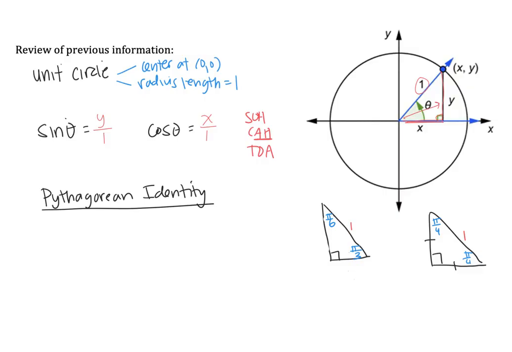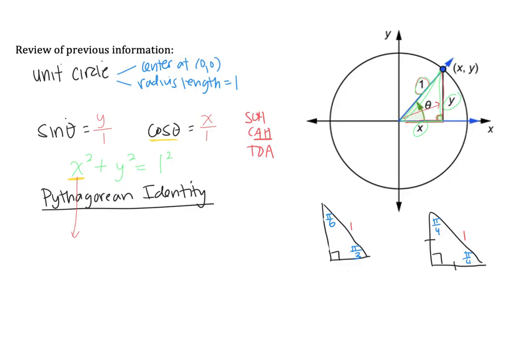Now we know from geometry that this is a Pythagorean or a right triangle, and in a right triangle, we know that side squared plus side squared equals your hypotenuse squared. So we know that x squared plus y squared equals 1 squared. And if we substitute in these values, so instead of writing x, we can put in cosine because cosine equals x, when we do that, we find the Pythagorean identity.